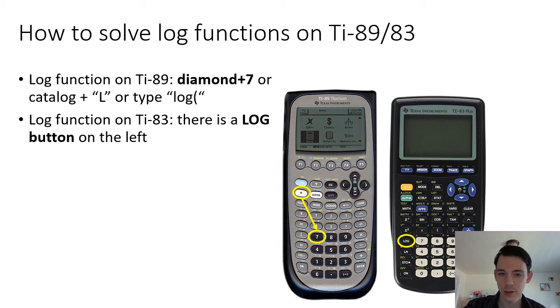On a TI-83, it's a lot simpler. There is just a log button right on the left side. Many other calculators have a log button as well. TI-89 is one of the few that doesn't have it just explicitly shown for you.